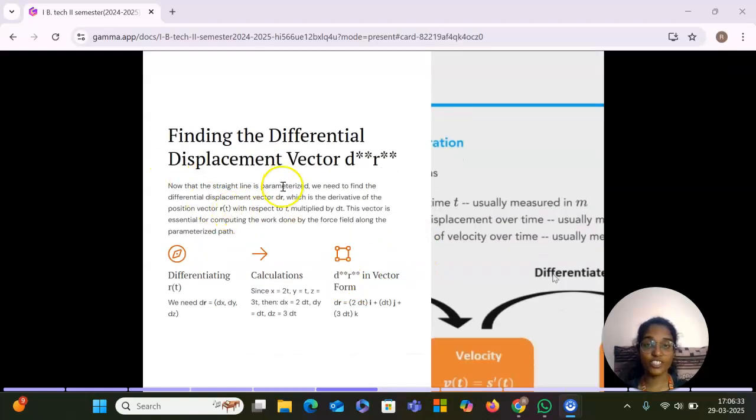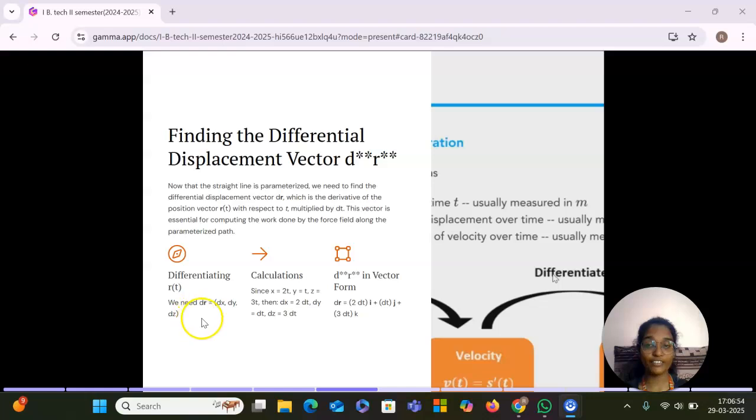Now finding the differential displacement vector dr. Now the straight line is parameterized. We need to find the differential displacement vector dr, which is the derivative of the position vector r(t) with respect to t multiplied by dt. This vector is essential for computing the work done by the force field along the parameterized path.